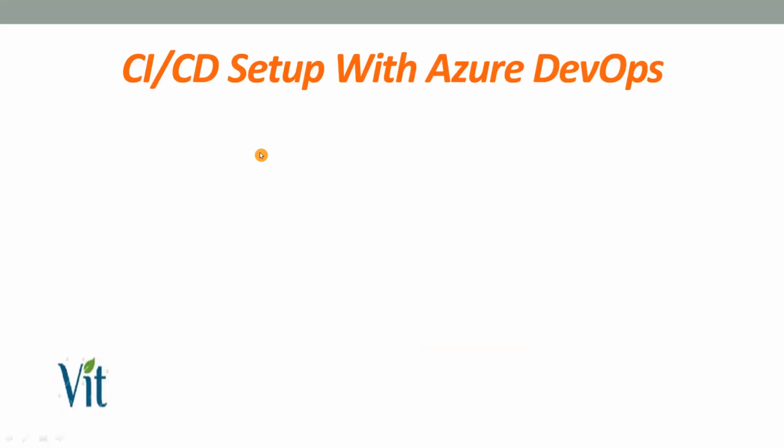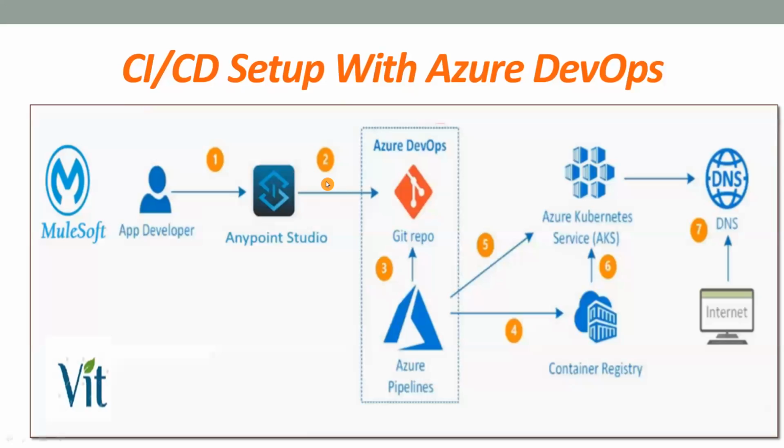So, CI/CD setup with Azure DevOps. This is an end-to-end flow of how it is going to work. Here we have an app developer. Here you're going to develop one project, any sample project, like a welcome API or arithmetic API or whatever it is.